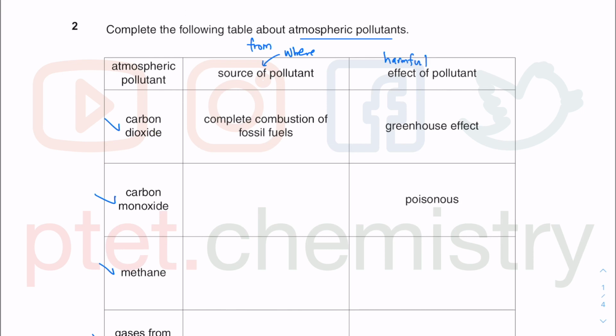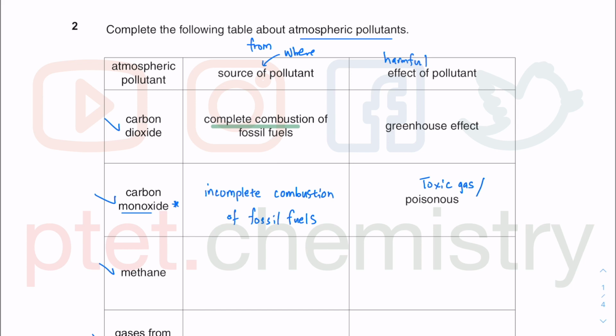Carbon dioxide comes from complete combustion. Complete combustion means you burn fossil fuels in excess oxygen. You have enough oxygen. When you don't have enough oxygen, you're going to produce monoxide. So this is called incomplete combustion, when you don't have enough oxygen and you are also burning fossil fuels. So complete combustion gives you carbon dioxide. Incomplete combustion gives you carbon monoxide. Carbon monoxide is a toxic gas. It's poisonous, it can kill you, but the idea is that it's toxic or poisonous.